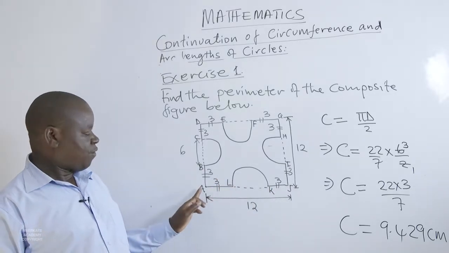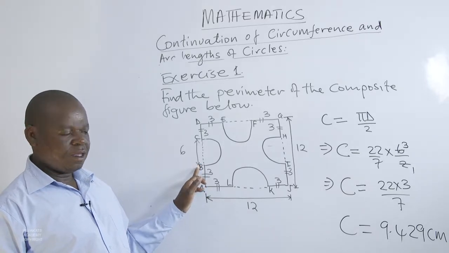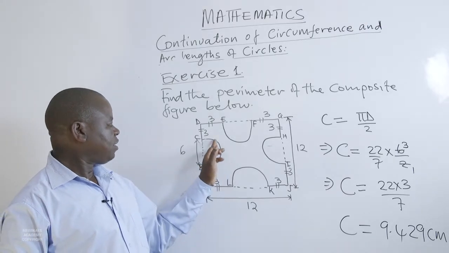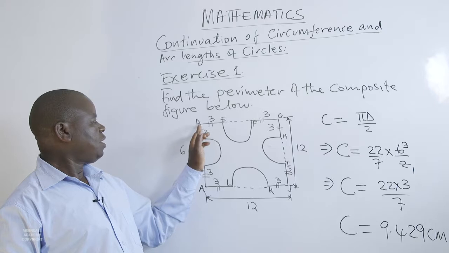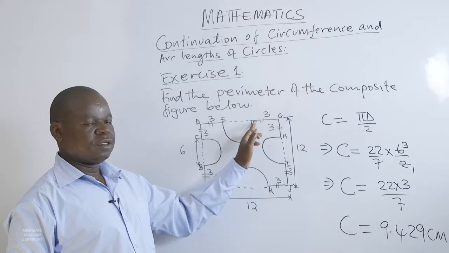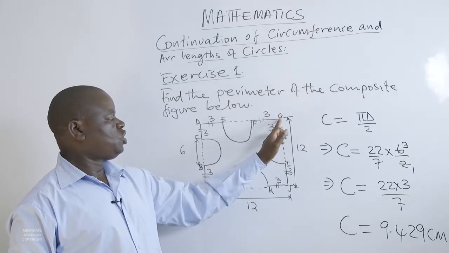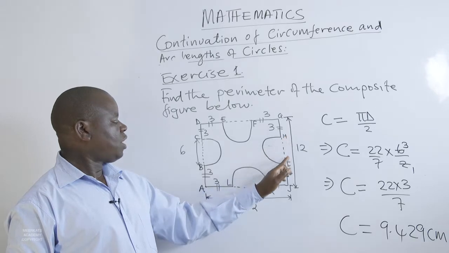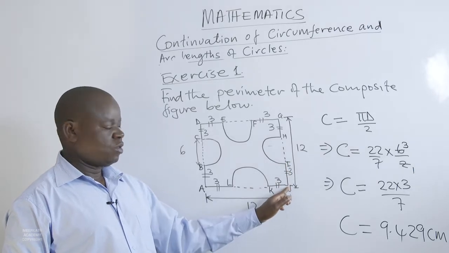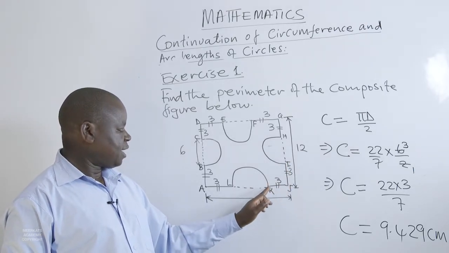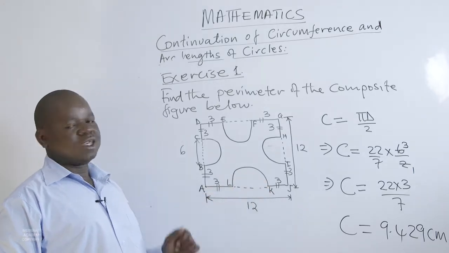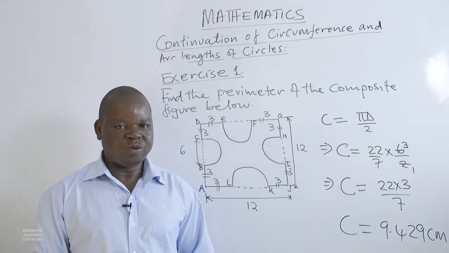So we add all the way from A, B, C, and that one you move round like this. From C to D, D to E, E to F, we move round like that. F to G, G to H, H to I, we move round like that. I to J, J to K, K, we move round like that to L, then we go from L back to A. That will be the perimeter of that composite figure.